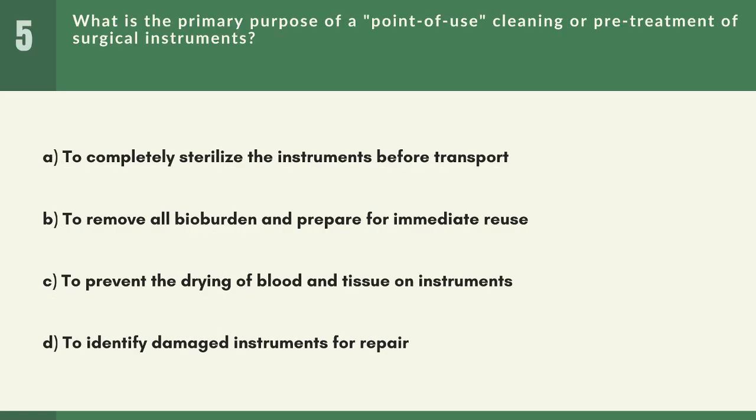Question 5. What is the primary purpose of a point-of-use cleaning or pretreatment of surgical instruments? A. To completely sterilize the instruments before transport. B. To remove all bioburden and prepare for immediate reuse. C. To prevent the drying of blood and tissue on instruments. D. To identify damaged instruments for repair.